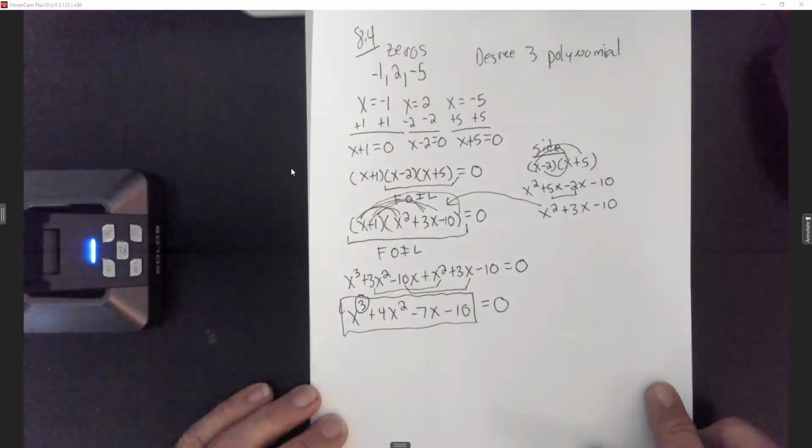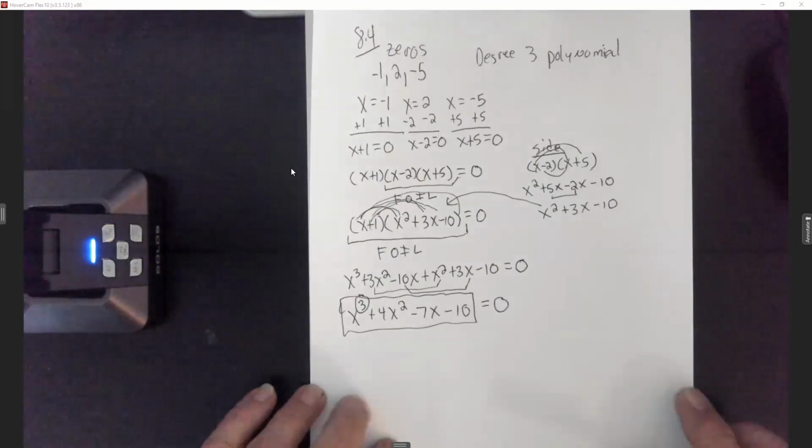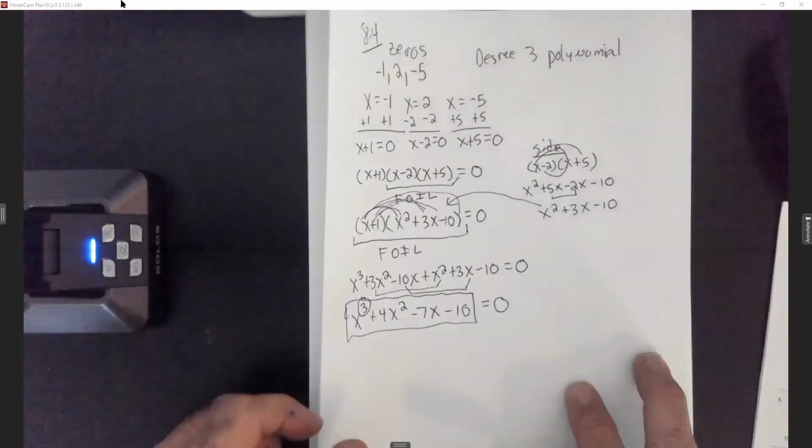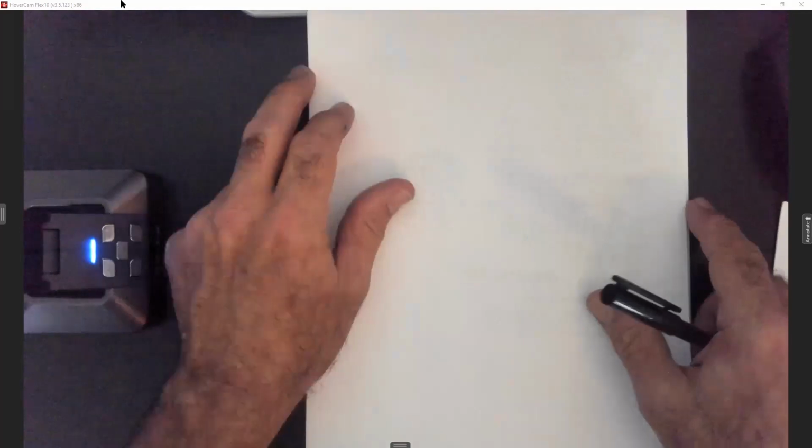So synthetic division probably a little easier than this stuff, right? Yes. Well, guess what? It gets even better.